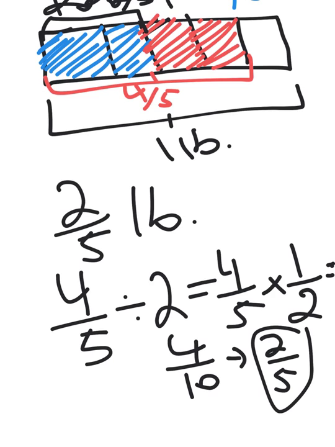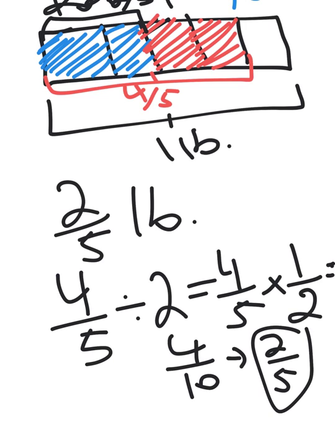Other than the reciprocal of 2 being a half, in other words, what we really did was we simply took 4/5, which is how much the cantaloupe weighed, 4/5 of a pound. We divided it by 2. And dividing by 2 is the same as multiplying by half.